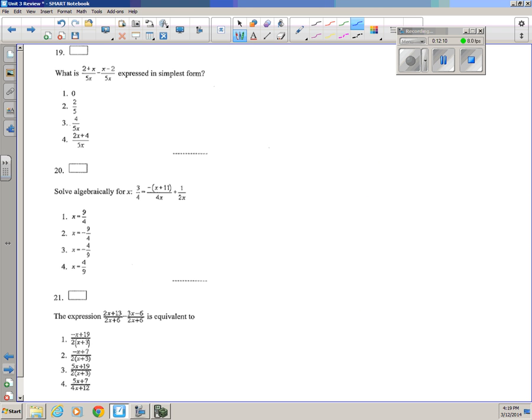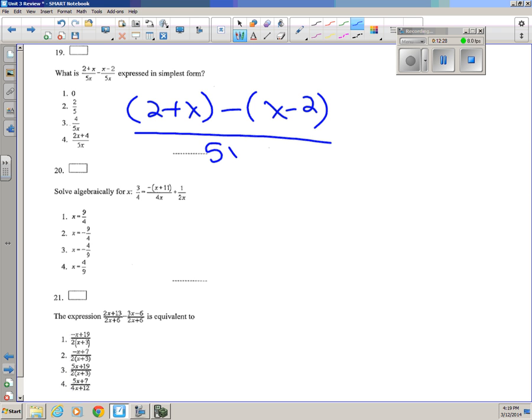18, 19. This is subtraction. We have common denominators, so we know we're over a 5x, but I want you to realize that this first numerator is being subtracted from this numerator. So if you are a keep, change, change person, you need to do that. By the way, this is all over 5x.